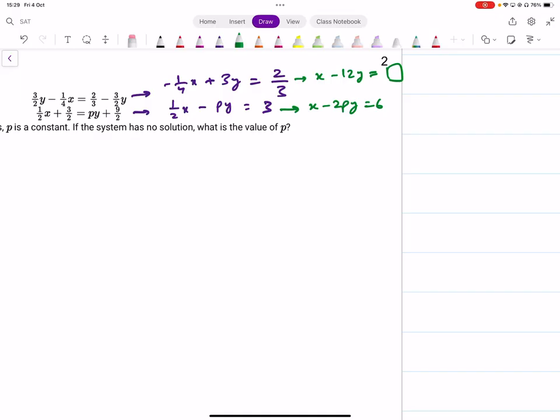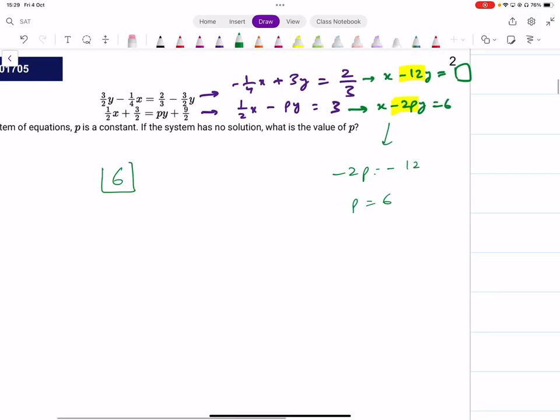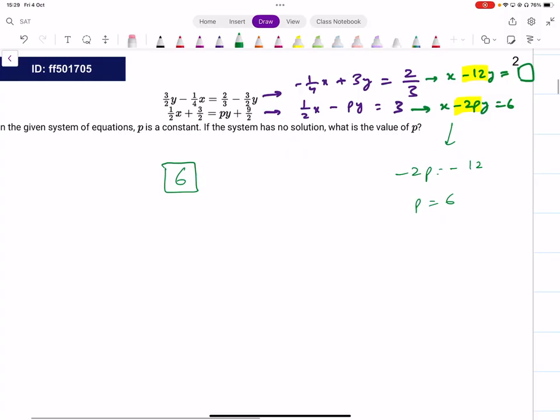I don't care about that. Now, these terms have to be the same. Okay? These terms have to be the same. So that gives us minus 2p equals minus 12. The value of p should be 6. And that's what we write here. If p is equal to 6, then the system has no solution. Is that all right?